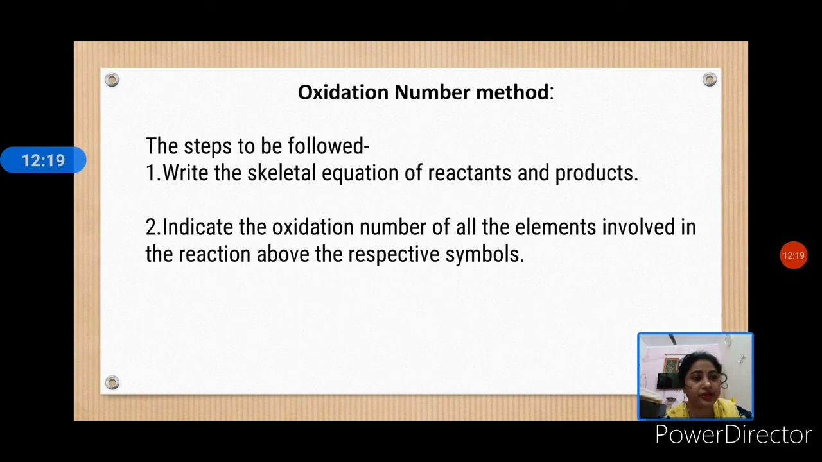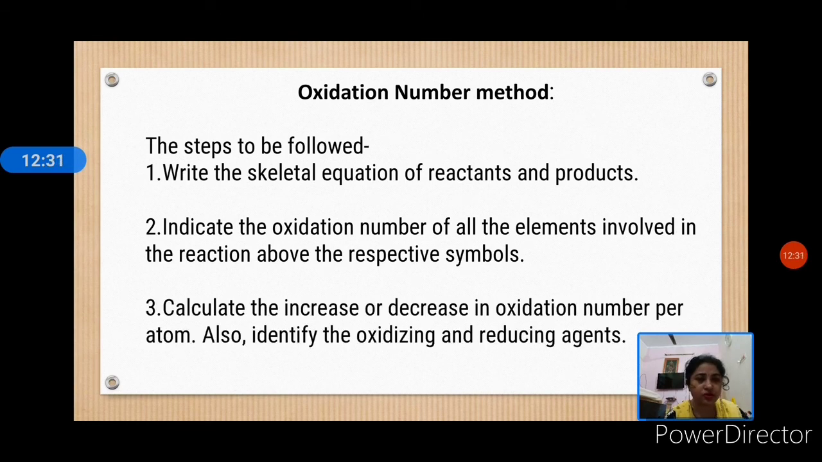Many times I will tell you about these steps to be followed, but they will only be memorized by you when we go through the problems. So just see what steps we have to follow in the oxidation number method to balance the redox reaction. First, we have to write the skeletal equation of reactants and products. Second step will be to indicate the oxidation number of all the elements involved in the reaction above the respective symbols. Whatever we were doing earlier in the last video, we will write the equation, and at the top of every element we will write its oxidation number.